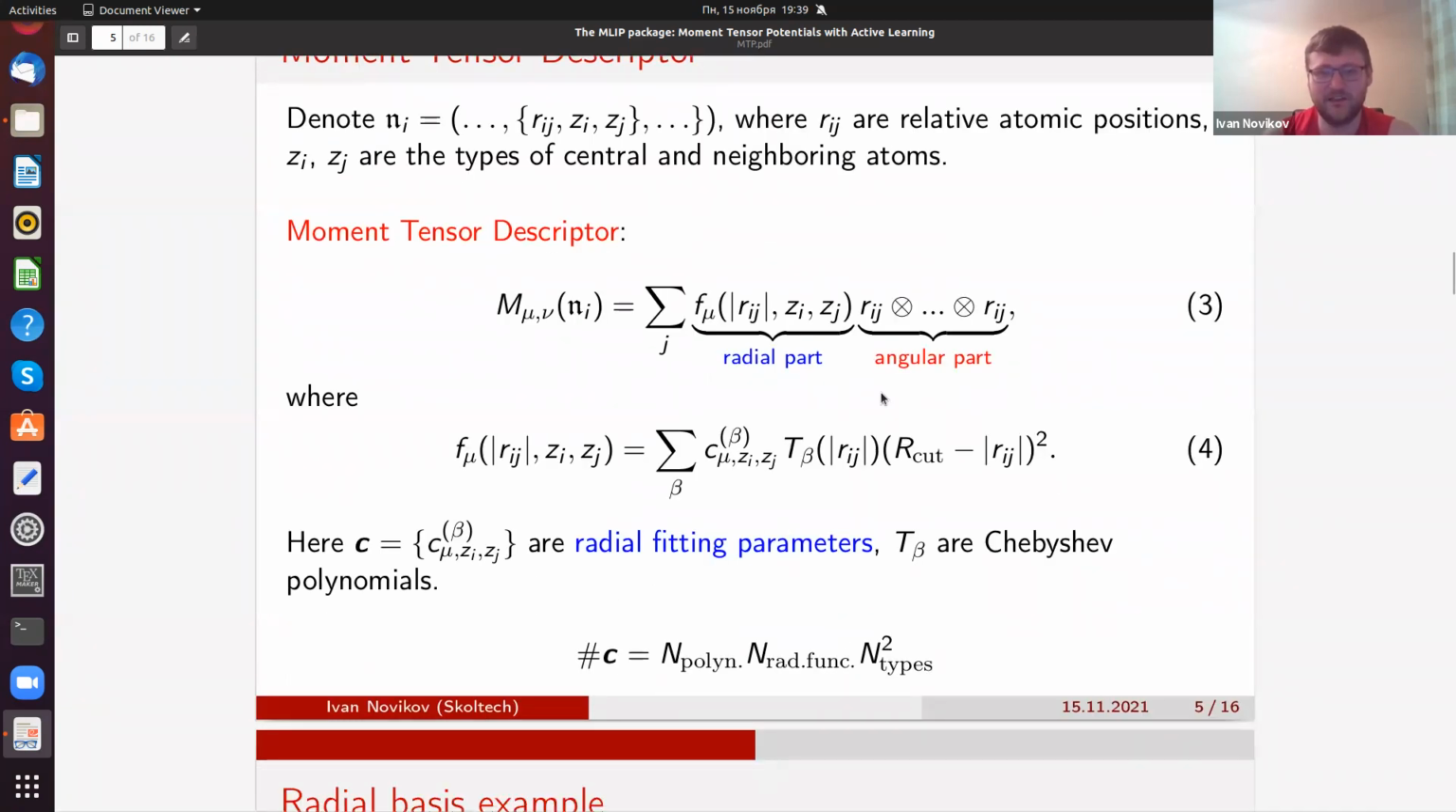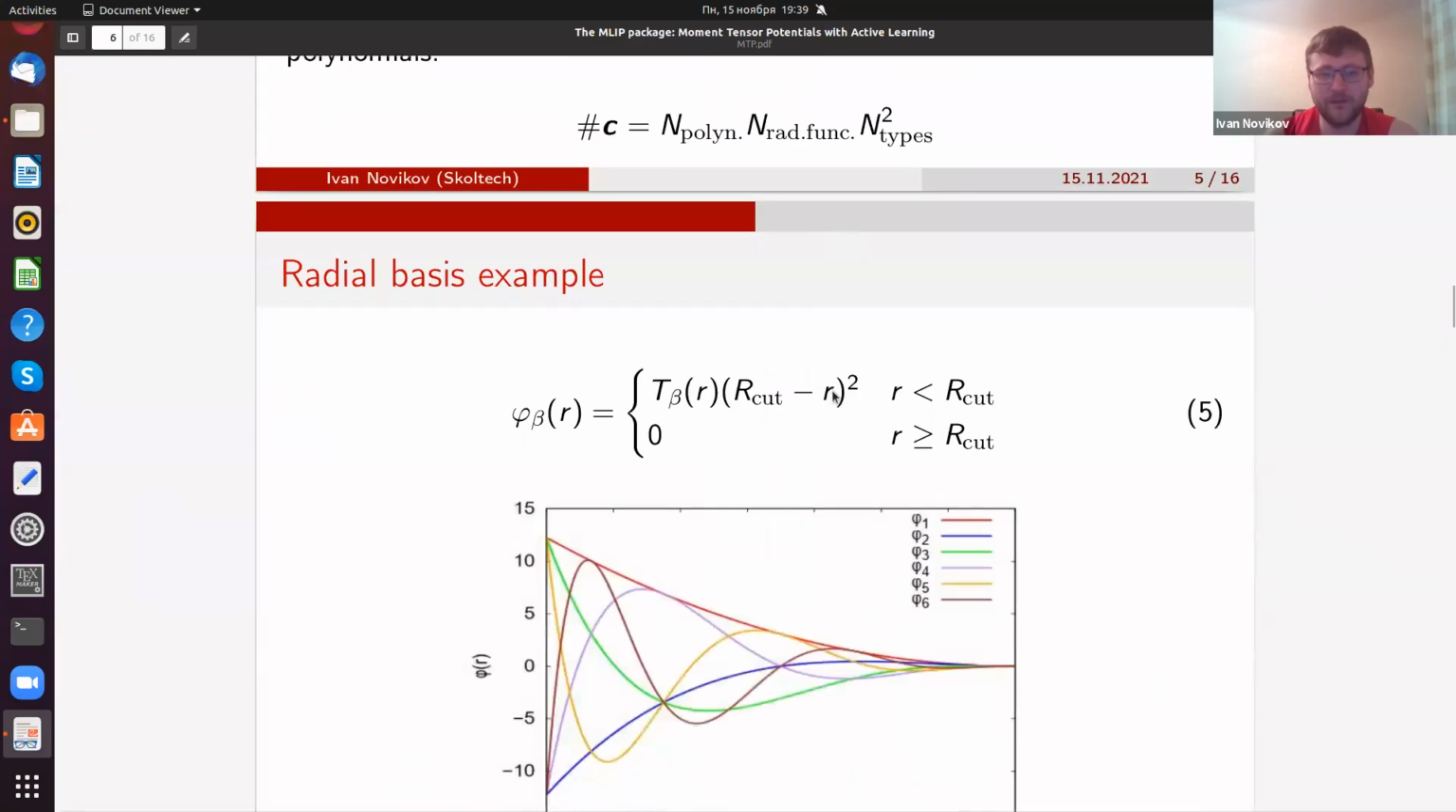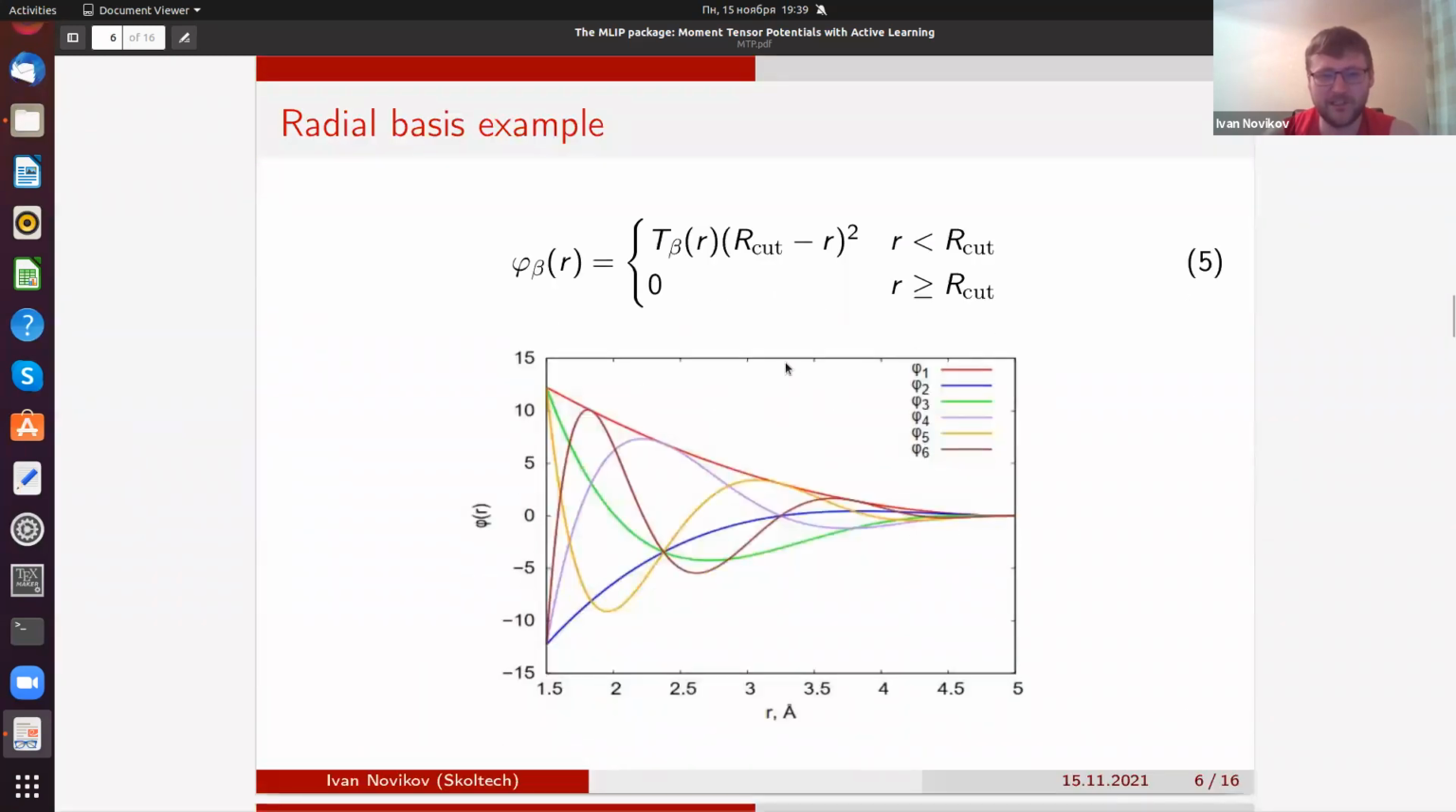So here is a moment tensor descriptor. Here is a radial basis example. I drew 6 functions here. As we can see, they start from here. The maximum value of these functions is somewhere here, at the minimal distance. Of course, we introduce a minimal distance between atoms. And then this function tends to 0 when the distance between atoms is close to the cutoff radius. So this is the so-called smooth cutoff.